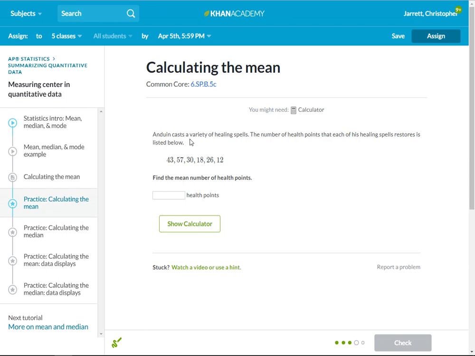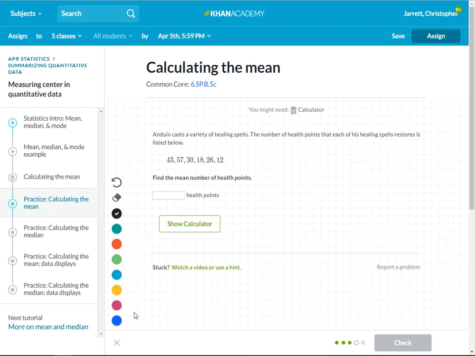So let's read this one. Anduin casts a variety of healing spells. The number of health points that each of his healing spells restores is listed below. Find the mean number of health points. So what are the mean number of health points? Well, again, that comes from taking all the data and adding them up. So they give you an option to use a calculator, but I won't since you don't get to either.